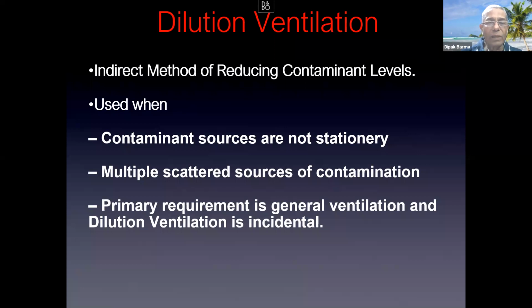We have other methods of controlling contamination. When the contamination sources are not stationary, we will use dilution. Multiple scattered sources of contamination, again, we can only handle by dilution ventilation. But if the source is a single source or a few fixed sources, then we can have an exhaust arrangement specifically for removing the contamination being generated by the source.